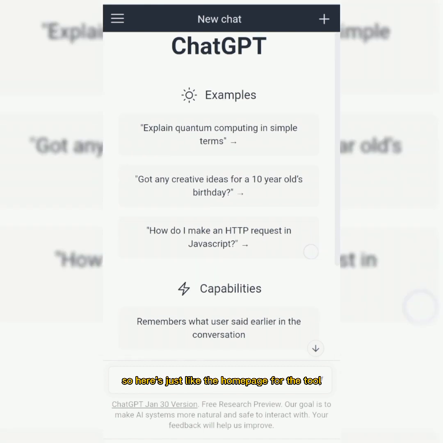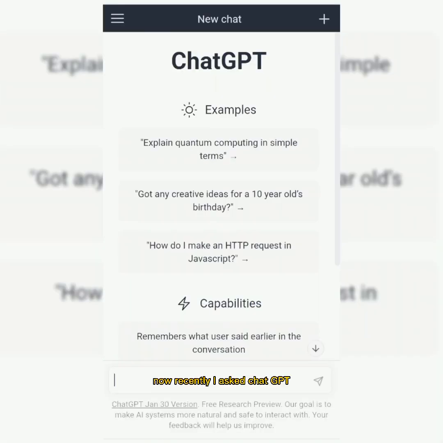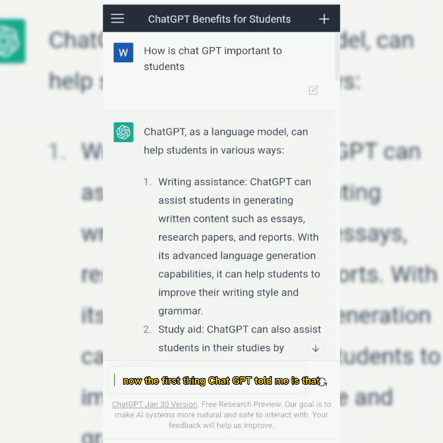So here's just like the home page for the tool, and here's where you get to ask your question. Now, recently I asked ChatGPT what its benefit is to students. The first thing ChatGPT told me is writing assistant. So ChatGPT can assist students in generating written content such as essays, research papers, and reports. With its advanced language generation capabilities, it can help students to improve their writing style and grammar. So, in other words, you can use it to generate research papers and reports.